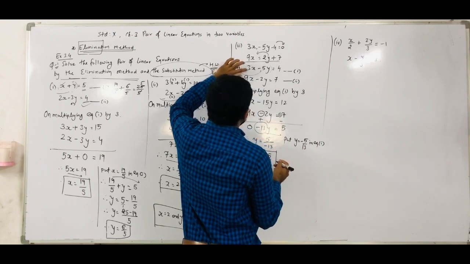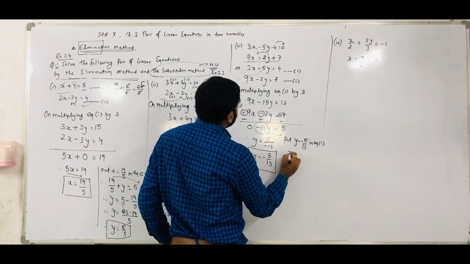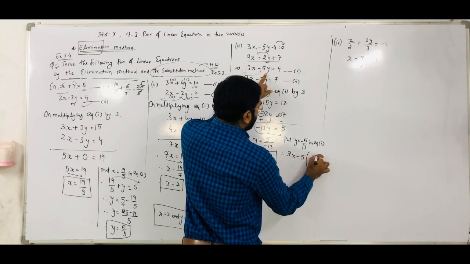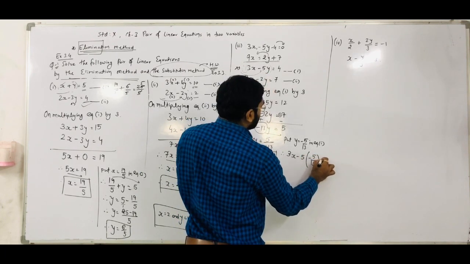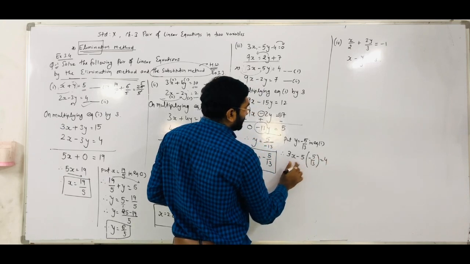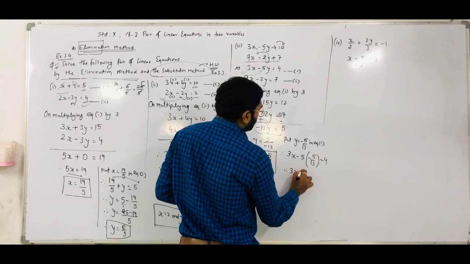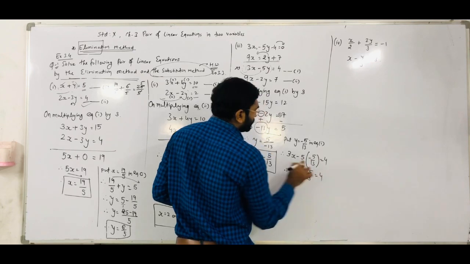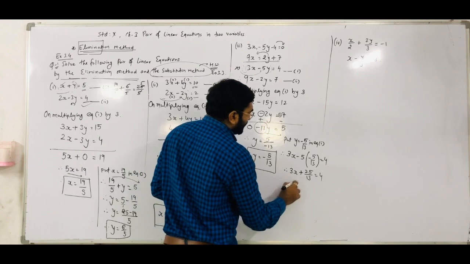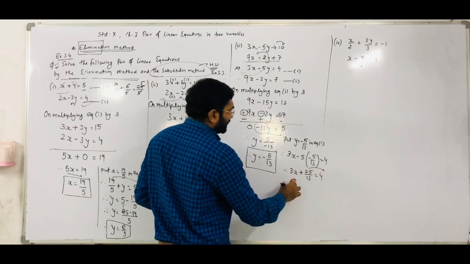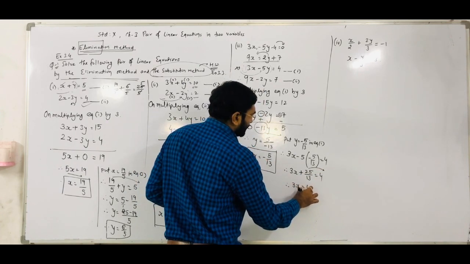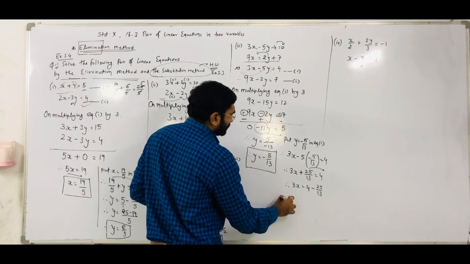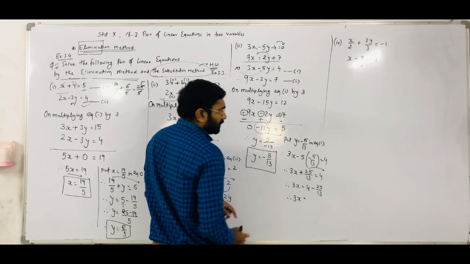So equation number 1 is 3x minus 5, and the y value is what? Minus 5 by 13, is equal to 4. Minus minus becomes a plus. So 3x plus 25 divided by 13 is equal to 4. Right? Now plus 25 by 13, we take to the right hand side. So it becomes minus 25 by 13.